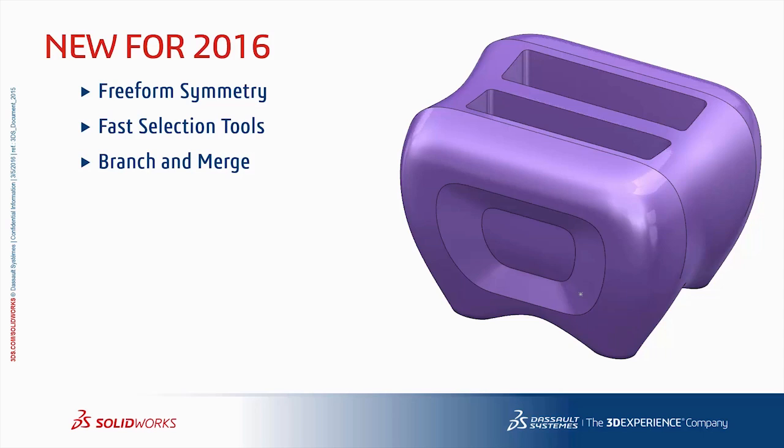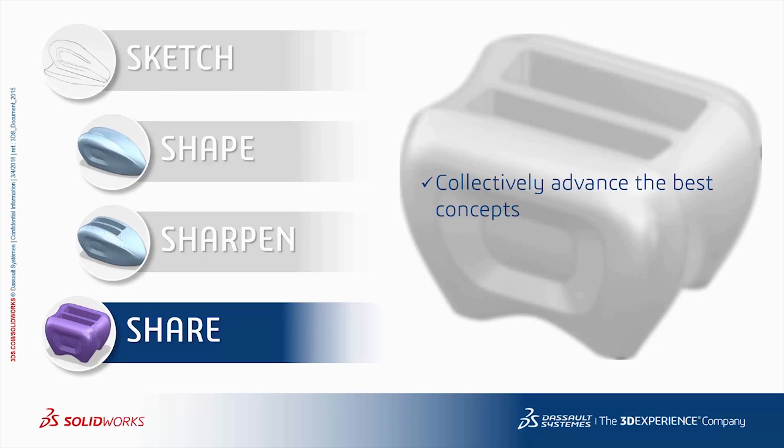You've seen symmetry being utilized both by Brad and Andrew. You saw the fast selection tools being used by both of those guys as well. And you saw the branch, the merge, some amazing new technology that we're adding to SolidWorks Industrial Design. The value behind what you just saw was being able to collectively advance the best concepts. You might have 2, 3, 4, 5 concepts that you quickly go ahead and design using this process that we just showed you.